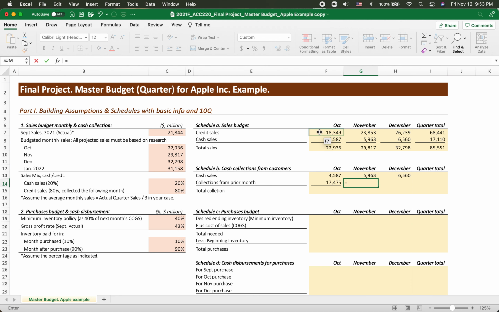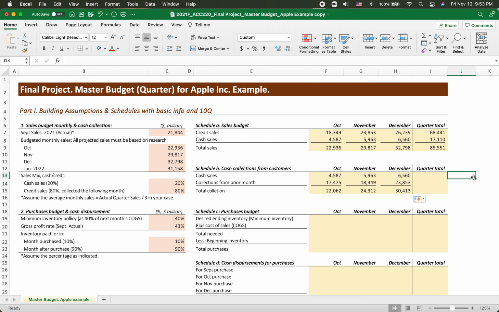There you go, credit sales. Now you can just correlate. Then credit sales. Let's get it. And then the sum of these 2, cash collections and collections from prior month. Then we got these numbers, right? So you may find the total sales and the total collection from the sales have different amounts, right? Especially November sales is 29 billion, but actual cash collection is 24 billion.